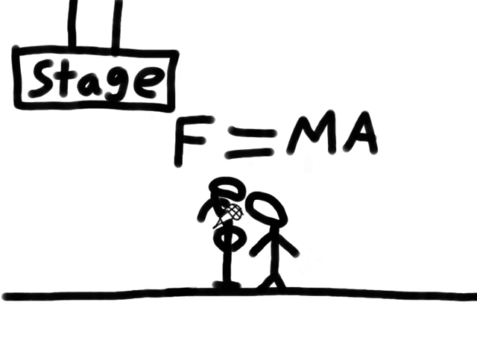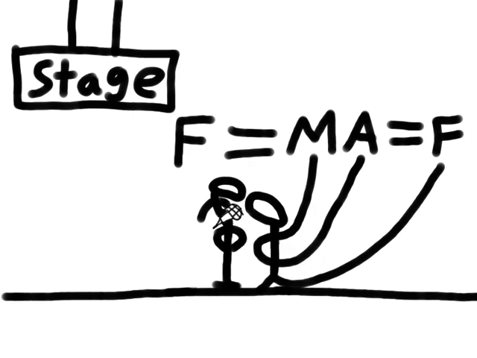So, if we take the mass of an object and we multiply it by its acceleration, that means that we will find out how much force was used. Okay, so we will know how much force was used, measured in newtons.